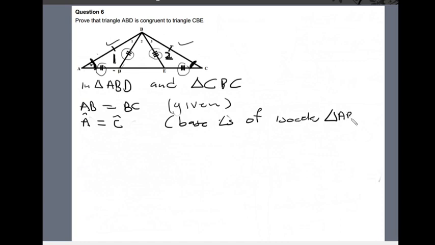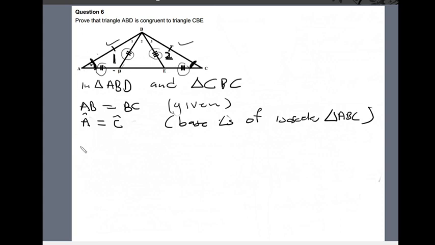Let me quickly check the spelling of isosceles. Okay, so it's isosceles, I was missing an S somewhere here. It's isosceles triangle. Okay, so these are the base angles of the isosceles triangle, or in other words, these are angles opposite equal sides, right?